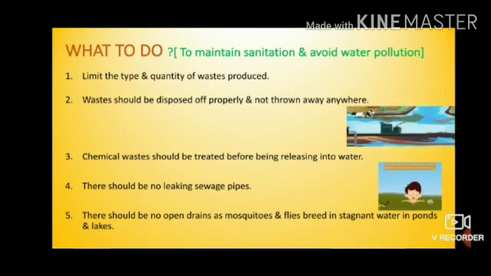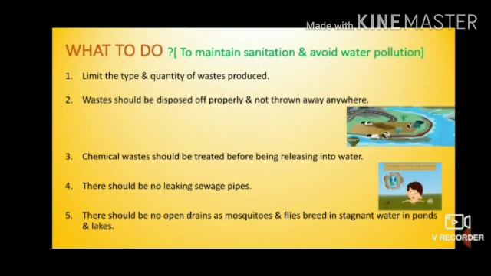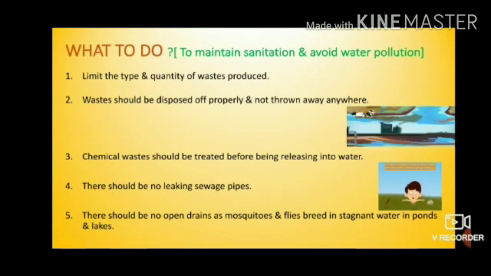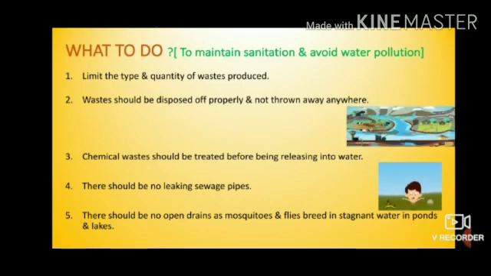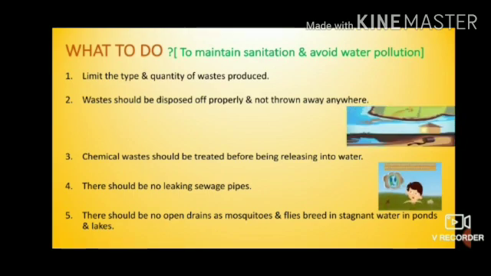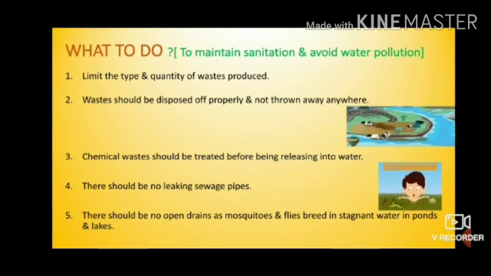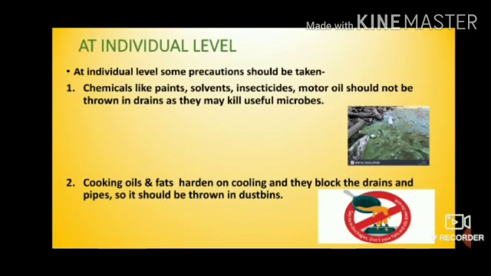The chemical wastes should be treated before releasing them into the water bodies. There should be no leaking sewage pipes. There should be no open drains as mosquitoes and flies breed in stagnant water in ponds and lakes. What we can do at individual level. At individual level, some precautions should be taken.